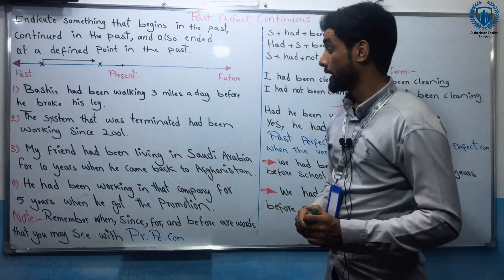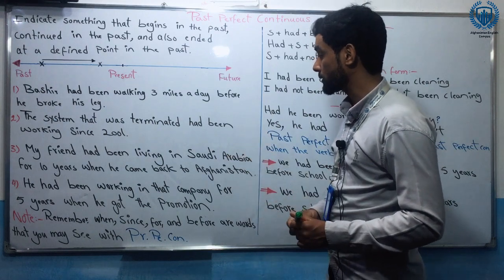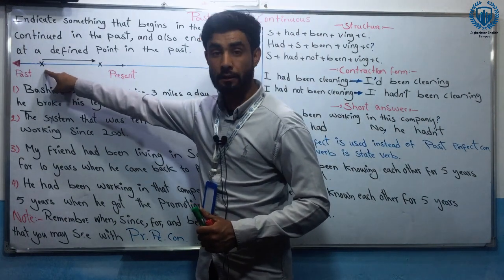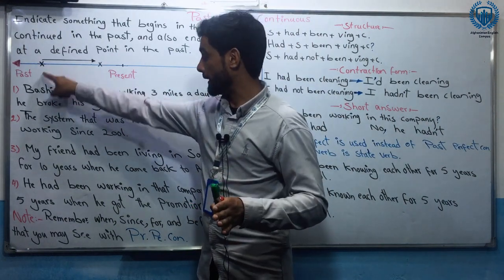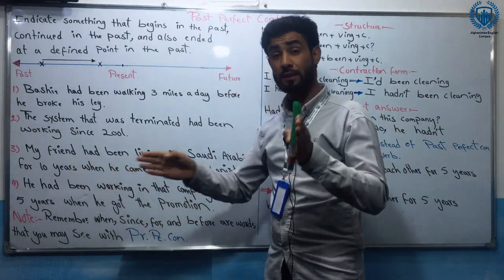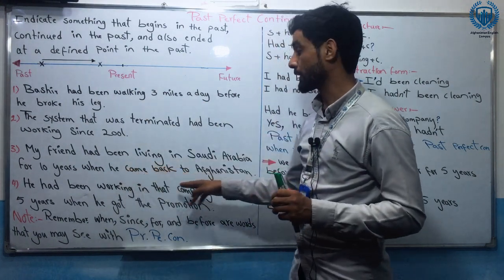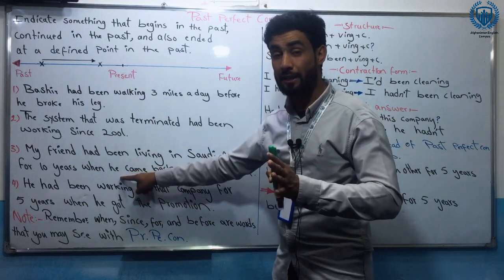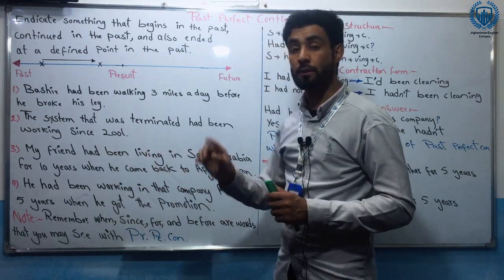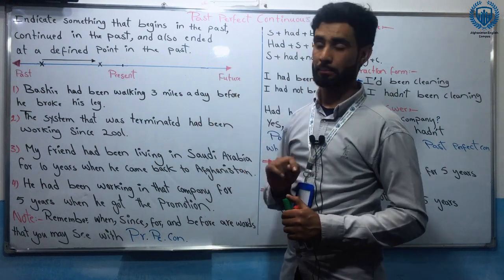Next sentence, number 3. My friend had been living in Saudi Arabia for 10 years when he came back to Afghanistan. There was a time when my friend started living in Saudi Arabia. My friend had been living in Saudi Arabia for 10 years. The action continued in the past until he came back to Afghanistan. The action started in the past, continued in the past, and ended in the past.